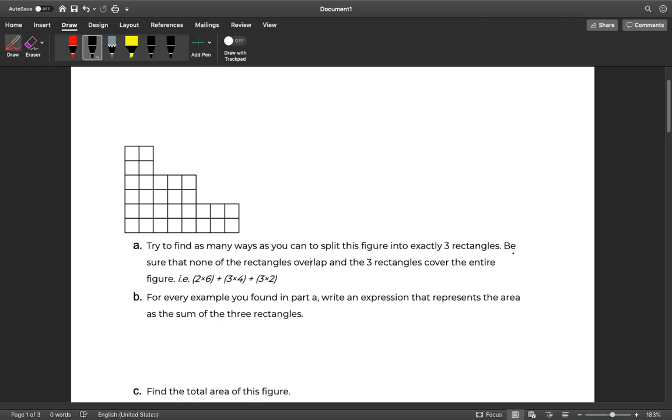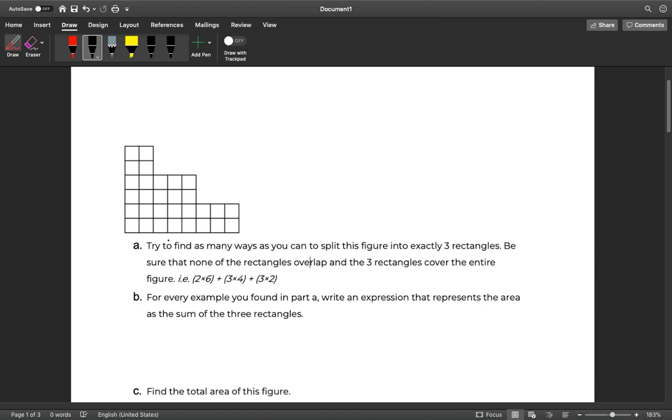So going back to your problem that you're facing today, you have a shape here that says try to find as many ways as you can to split this figure into exactly 3 rectangles. And be sure that none of the rectangles overlap and the 3 rectangles cover the entire figure. So there's more than one way to do it. It shows you one would be a 2 times 6 rectangle and a 3 by 4 rectangle and a 3 by 2 rectangle. So I want you to take your pencil, and you can even use crayons and color in the 3 different rectangles.